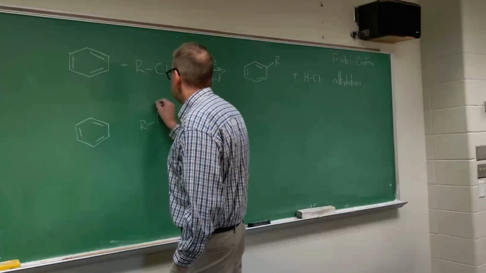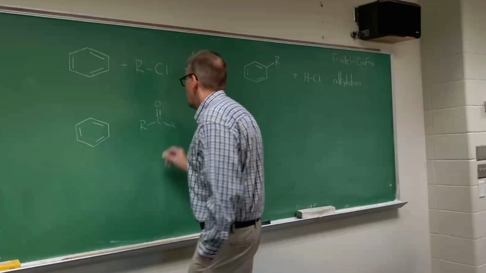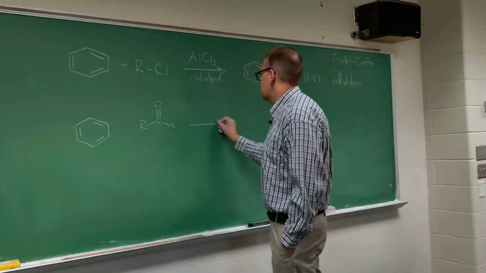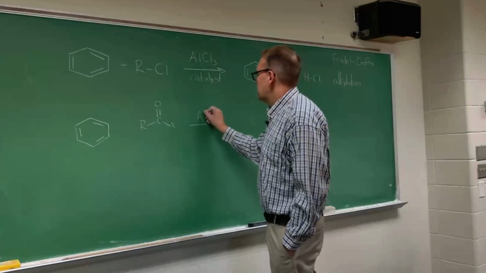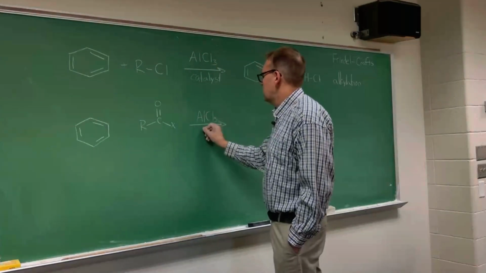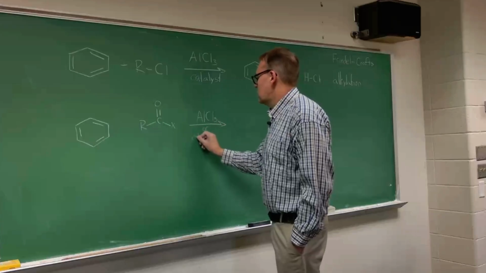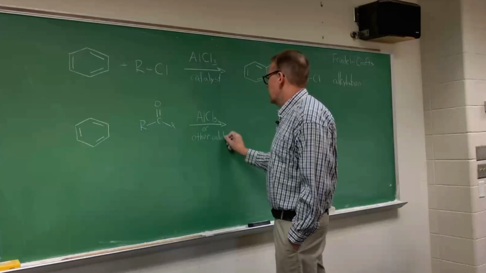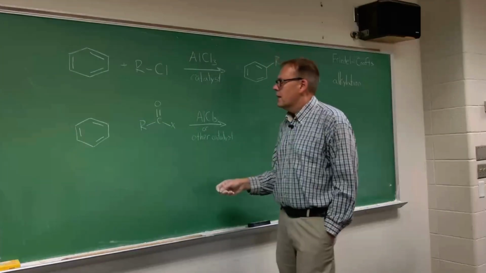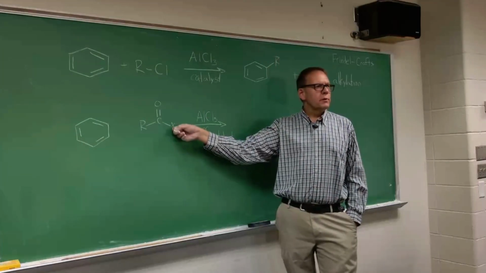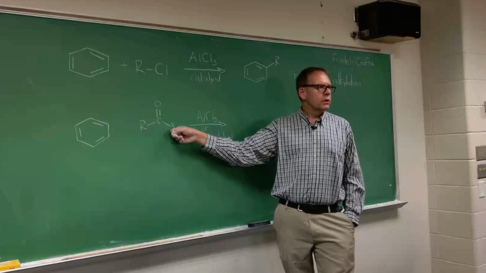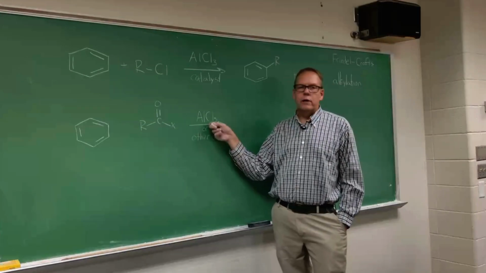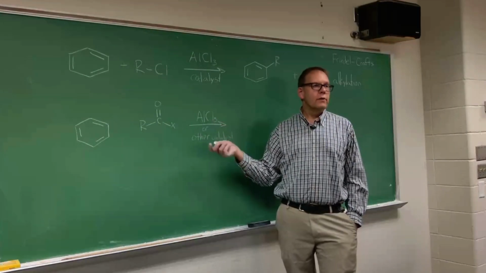So instead of an alkyl group, we're going to put on an acyl group. And it's going to be aluminum chloride or other catalyst. As far as the textbook goes, in all the examples we're going to look at in lecture, X is going to be equal to chlorine, and aluminum chloride will be the catalyst, but you can do it with other acyl species too.